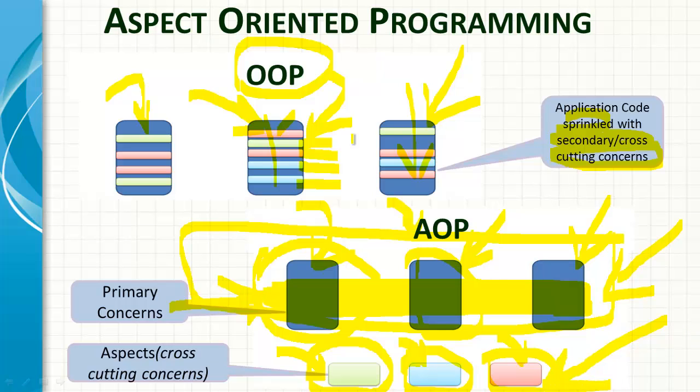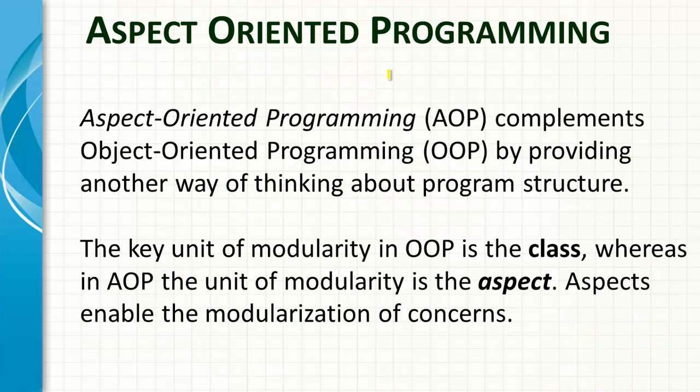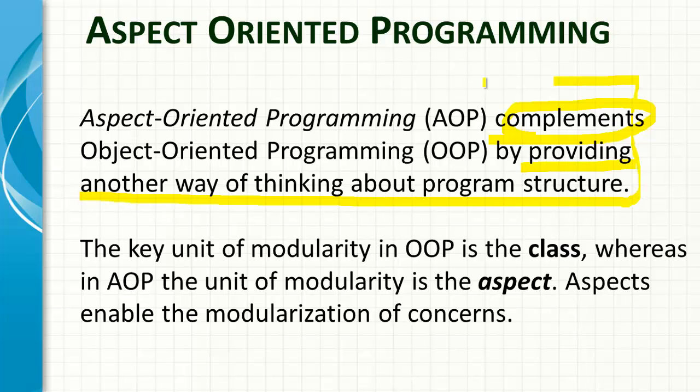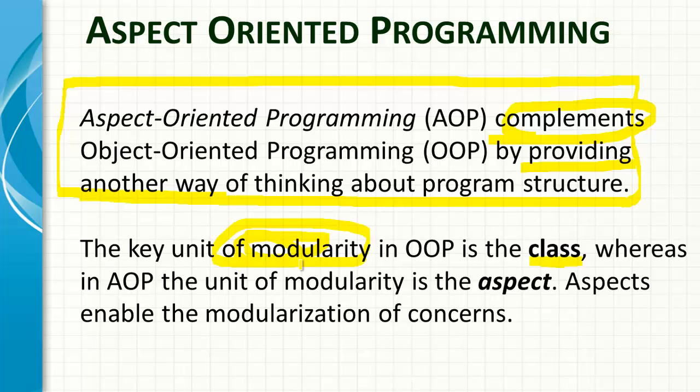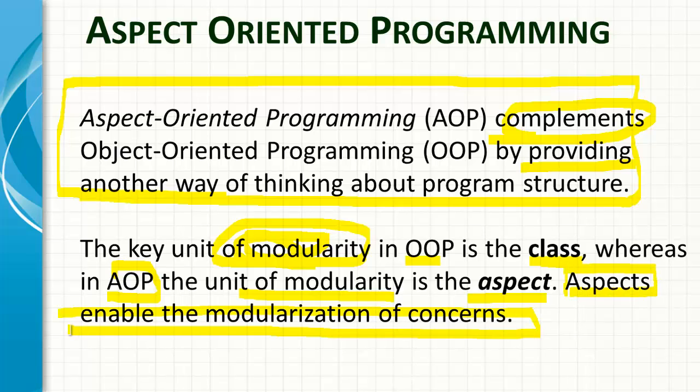AOP is not something which replaces OOP, it complements OOP. Aspect-oriented programming complements object-oriented programming by providing another way of thinking about the program structure than just the class and object, than just the properties and behavior, than just the data and the method. The key unit of modularity in OOP is class, whereas in AOP the unit of modularity is aspect. So aspect enables the modularization of concern.